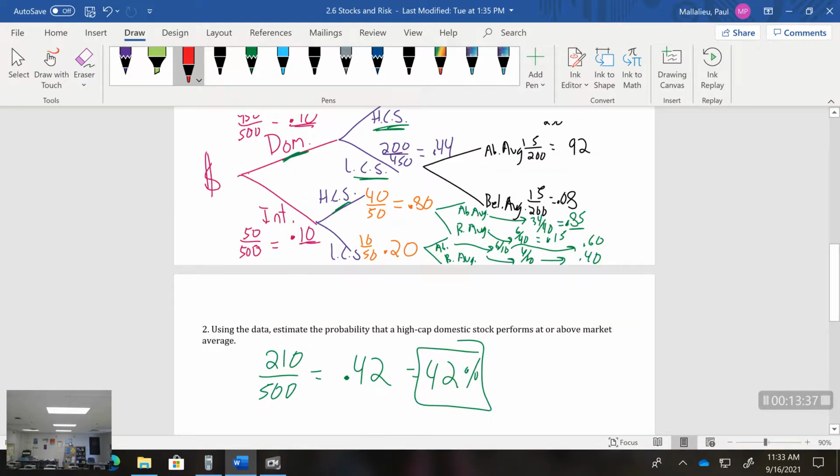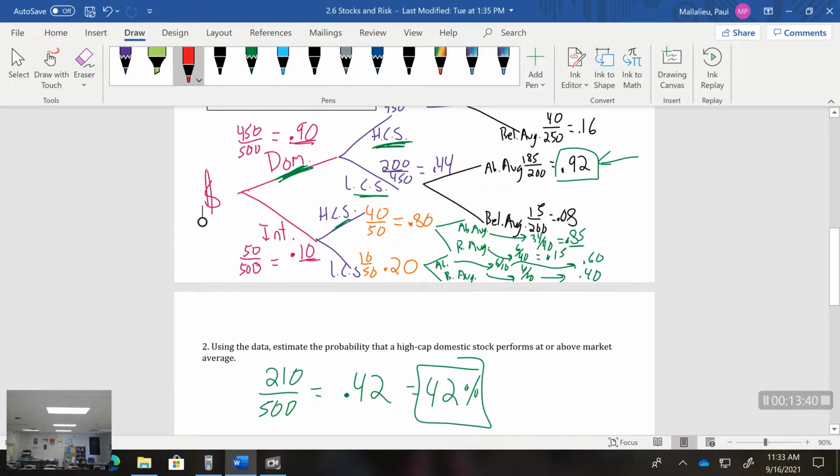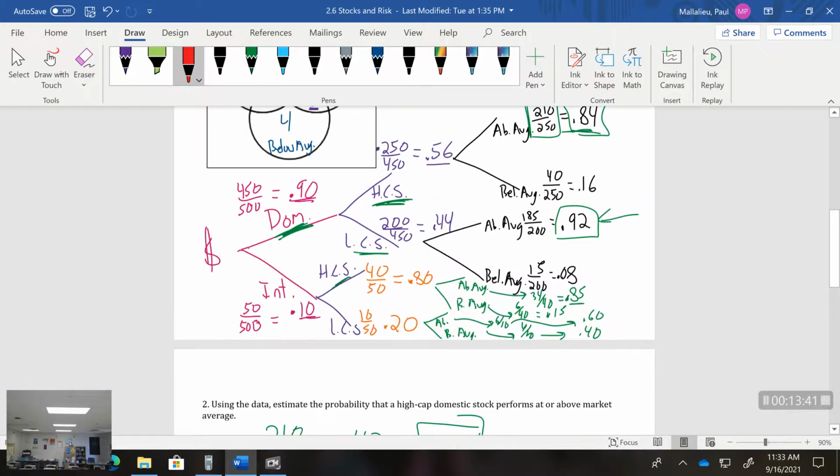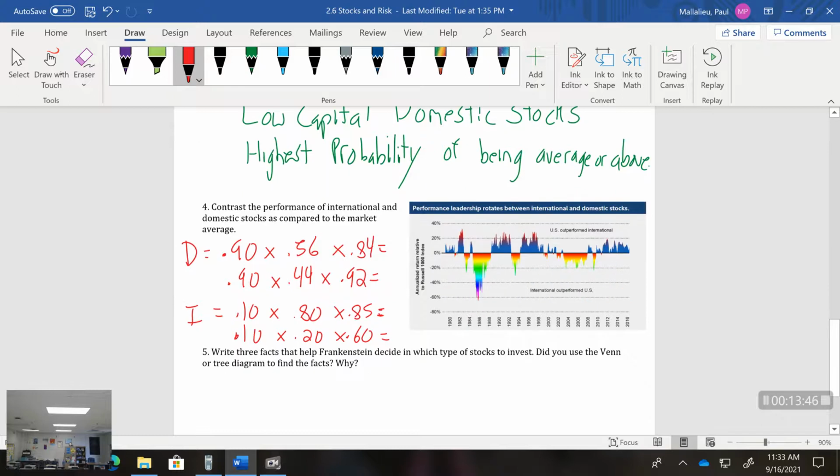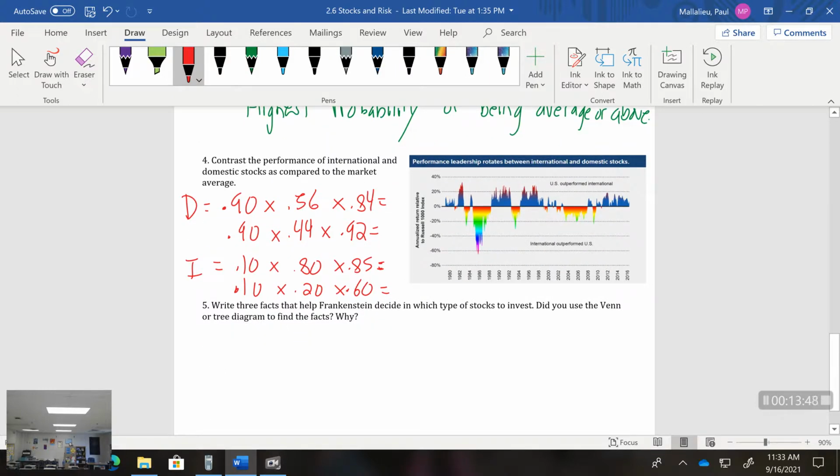So I just started here and went with our 0.90, and then worked over to our 0.56, and then worked over to the 0.84. So I just got all of our numbers from the domestic top part of the tree and then the domestic bottom part of the tree. So I just wrote all those out because we're going to multiply all those, and when we multiply them, we would get 0.42. So multiply those 3 numbers straight across, and we get 0.42. Same thing, multiply these 3 numbers, we get 0.36. And what you do is you add those 2 up.